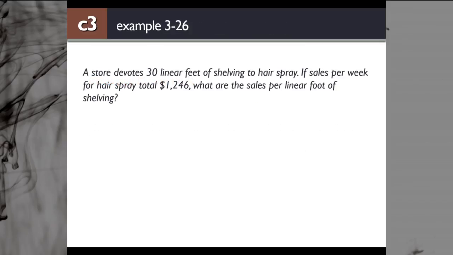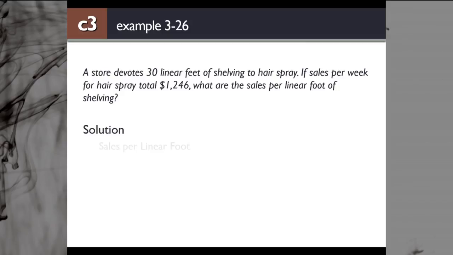So let's look at the example. A store devoted 30 linear feet of shelving to hairspray. If sales per week for hairspray total $1,246, what are the sales per linear foot of the shelving? So it gave you the total linear feet of shelving, which is 30, and the total sales for that week for the spray, which was $1,246. Now you can calculate how much sales you made by each linear foot of shelving, so you get the average sales per linear foot of shelving.